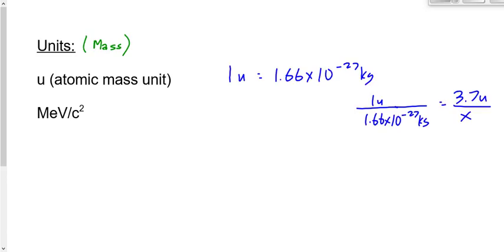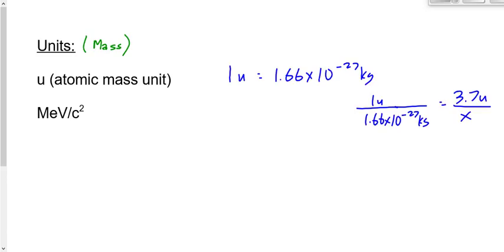I can't recall a single time in the last 23 years of me teaching Physics 30 that we've had to use MeV per c squared. But watch, this will be the one. So I'm showing you what it is, how to convert it, just in case. Atomic mass unit is easy because the conversion factor is right on our data sheet. But MeV per c squared isn't. There's not a conversion factor on our data sheet.